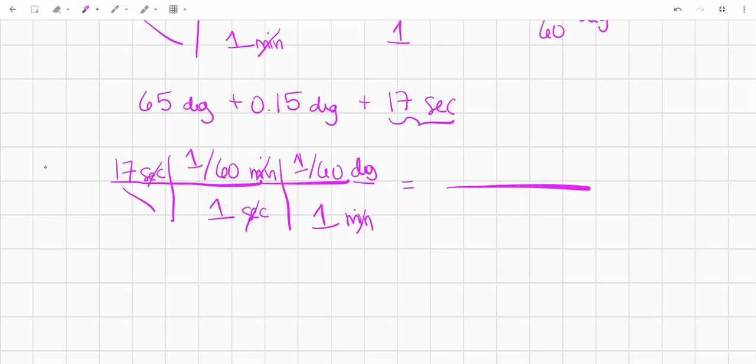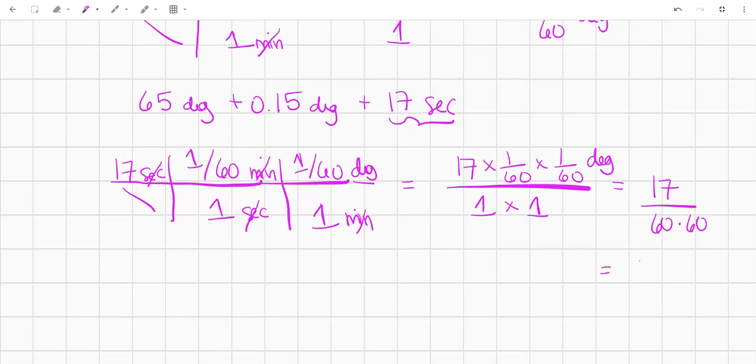So I can rewrite this as a fraction. This is 17 times 1/60 times 1/60 divided by 1 times 1. Sorry, degrees at the top. So basically this is the same thing as 17 divided by 60 times 60, which is just 17 divided by 3,600 degrees.